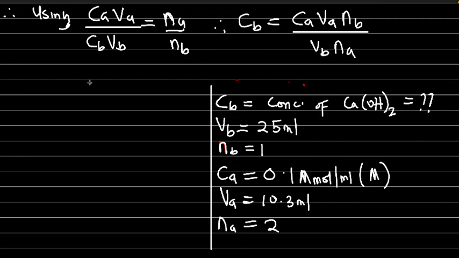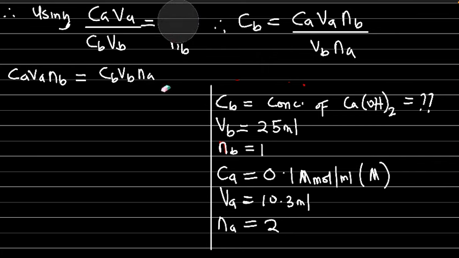All right. We say here we have CA VA NB. First of all, cross multiply. Now have CB VB NA. Let me write it well. Is actually NA all over NB. Right. So if you make this guy subject of the formula, divide both sides by VB NA, you're going to have this.